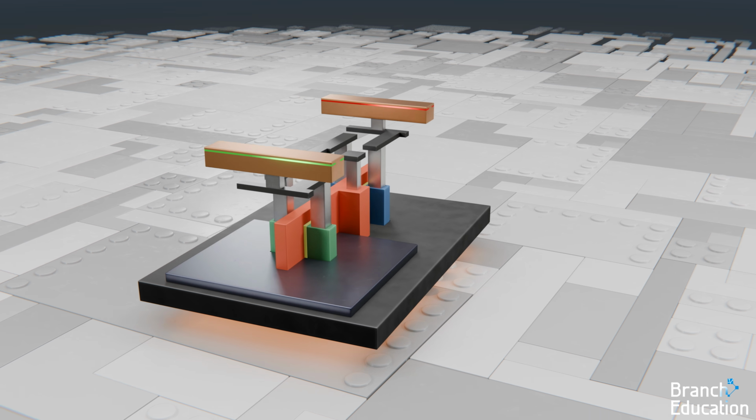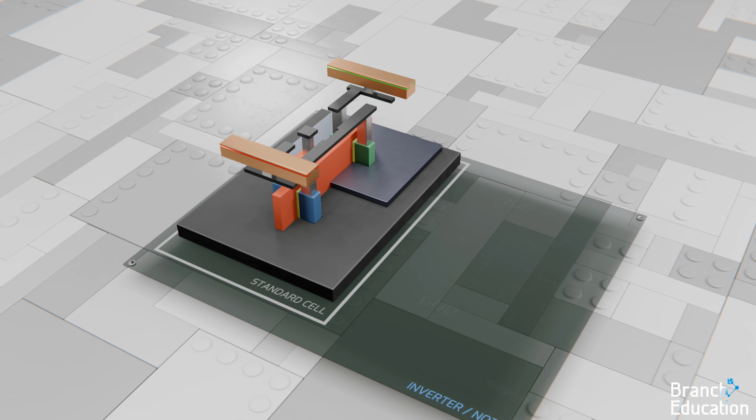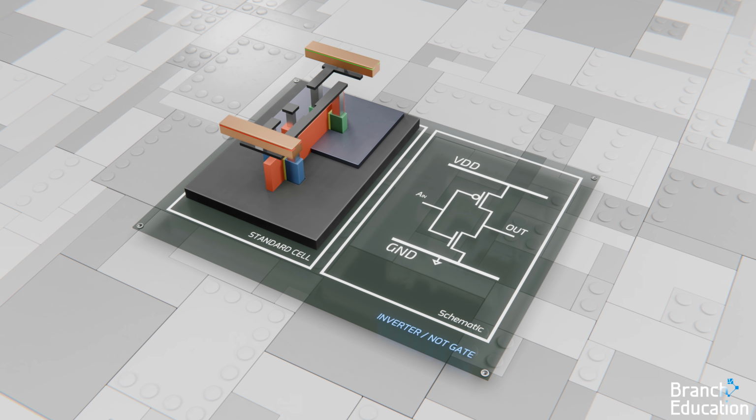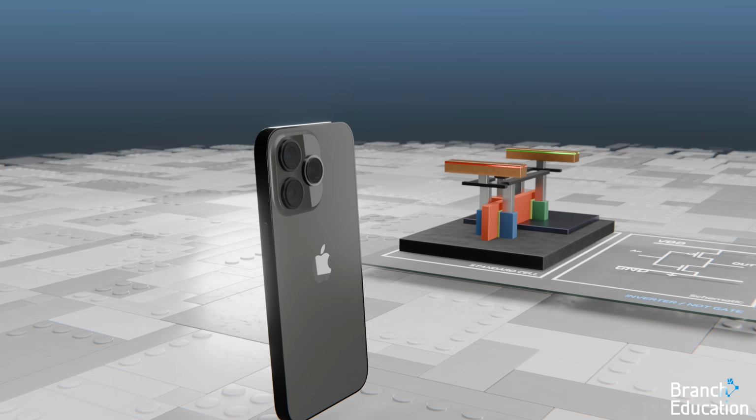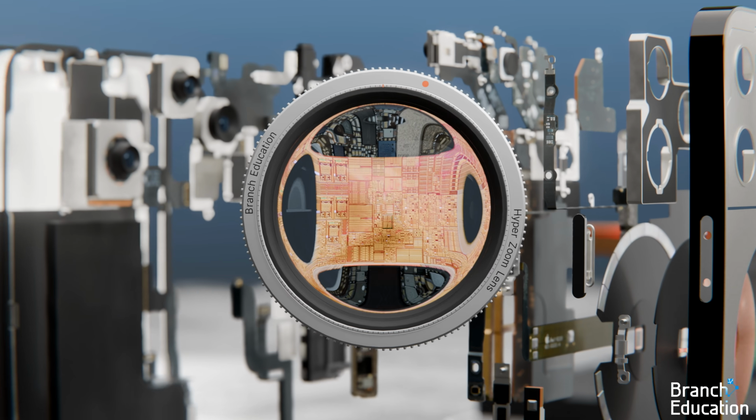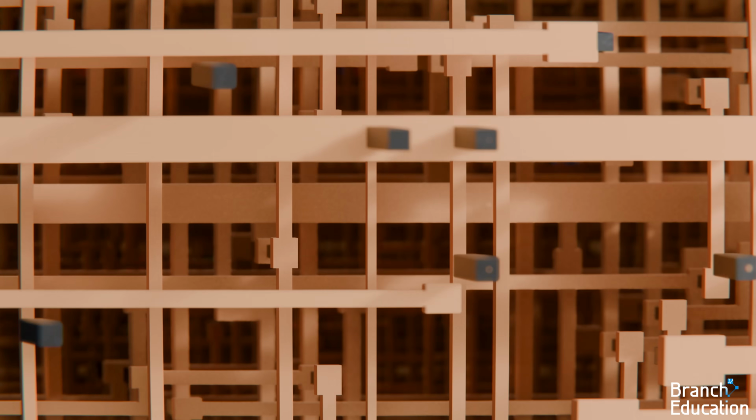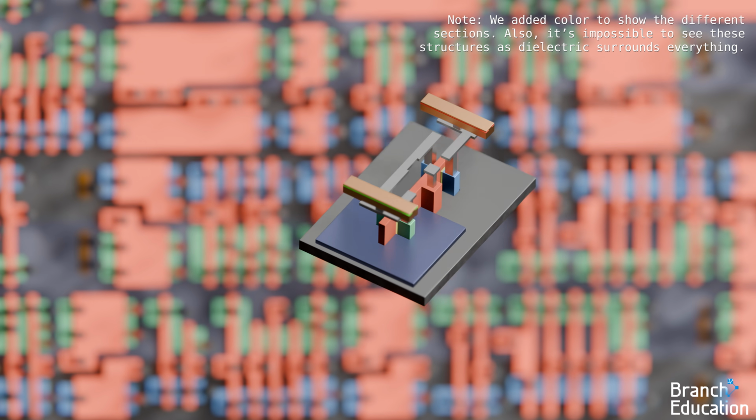Essentially, standard cells like this inverter are the real-world physical structure of a logic gate, and it's what you would see if you could open up and zoom into a nanoscopic view of the processor in your smartphone. So let's see how it works.